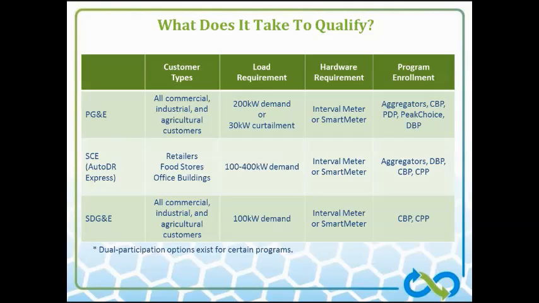And then in SDG&E, similar to PG&E, all commercial and industrial customers with a peak demand of 100 kW or more with interval data meters or smart meters qualify, and the programs can be the capacity bidding program or, once again, critical peak pricing. There are also several dual participation options so that you can actually participate in more than one program. So maybe it would be an aggregator program and critical peak pricing, or an aggregator program and demand bidding. So there's a few different options that we can definitely walk you through and give you the guidance as to what would be the best fit for your business.